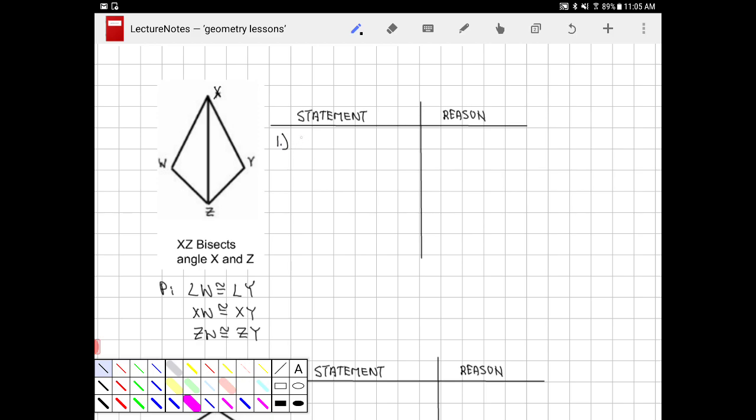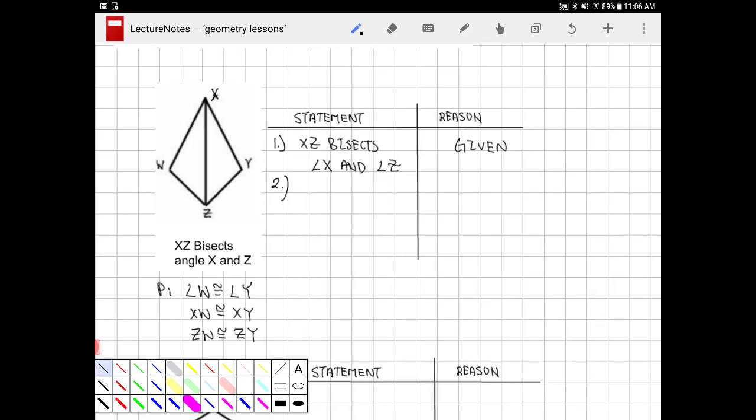So I know that XZ bisects angle X and angle Z. This is a given statement. And as we've seen before, where we've utilized the midpoint formula or a bisector, or tackled problems involving line segments or points that bisect a given segment, we are going to treat this in a very, very similar manner.